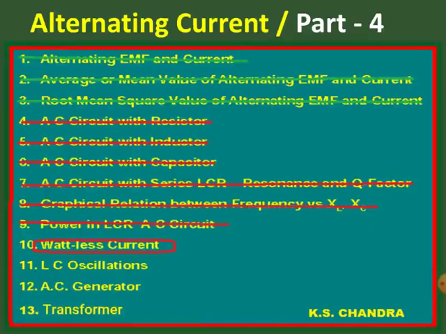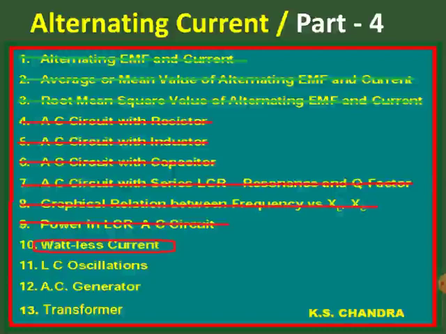In the previous part we have done the topics that were struck through, and this number 10, wattless current, has been deleted from the syllabus. So for today we will try to do oscillations. Okay, what type of oscillations? LC oscillations. And then we will try to continue with the AC generator, and in the last part we will discuss the transformer, but not in this part, it will be in part 5.